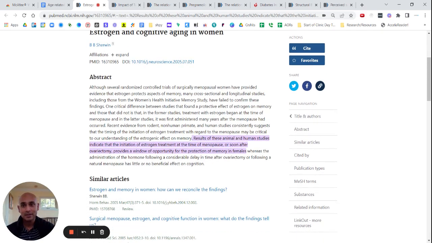In this article, the conclusions stated that the results of these animal and human studies indicate that initiation of an estrogen therapy at the time of menopause or soon after ovariectomy provides a window of opportunity for the protection of memory in females. So important to optimize estrogen for sure.